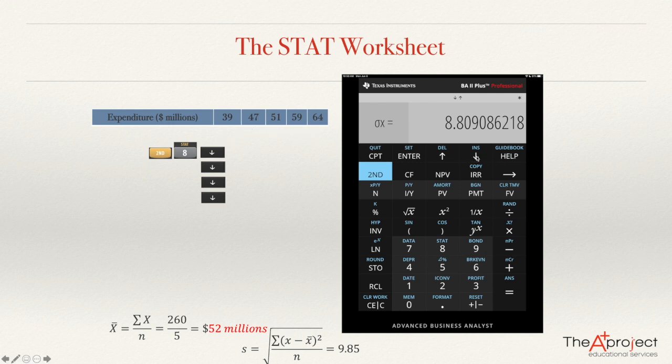We continue scrolling down, and we see other answers. For example, here is another statistic. This is the sum of the x. If I add together all these numbers, the answer is 260.